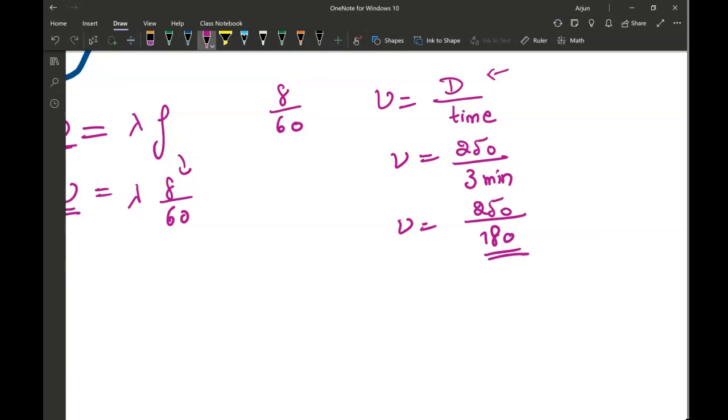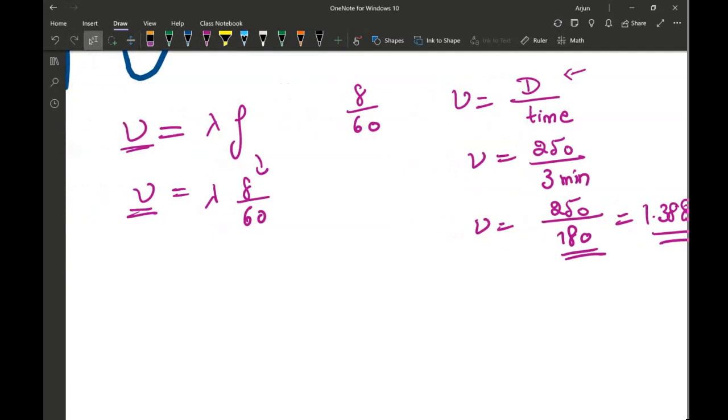So 250 divided by 180. That's what I'm going to do on my calculator. That's 1.3889 meters per second. So this speed will be the same as this speed. Remember I told you the speed of travel is the same as the speed of generation. So this is the speed of generation, this is the speed of travel.